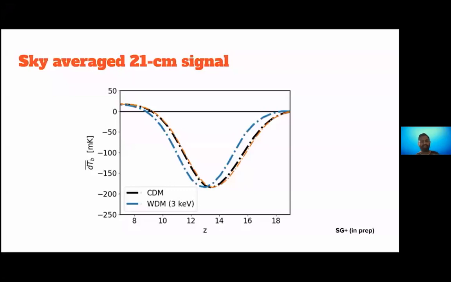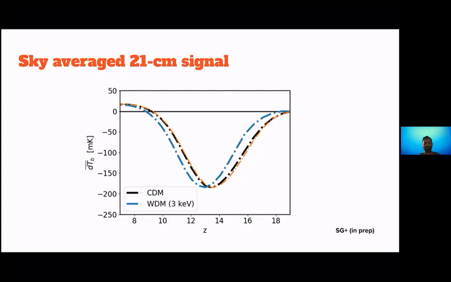Let's first look at the impact of different dark matter scenarios on the sky average 21 centimeter signal. The black curve here represents the global signal for the cold dark matter scenario. If we keep the same source model and change the nature of dark matter to warm dark matter, then we get the blue curve. From this curve, we can see that the structure formation is delayed in the warm dark matter scenario. Therefore, the absorption feature moves to smaller redshifts.